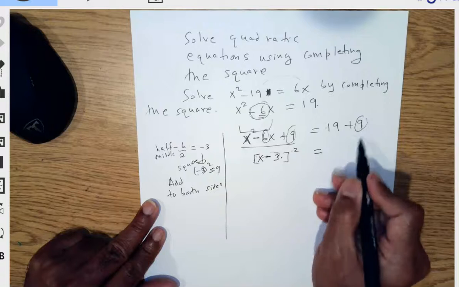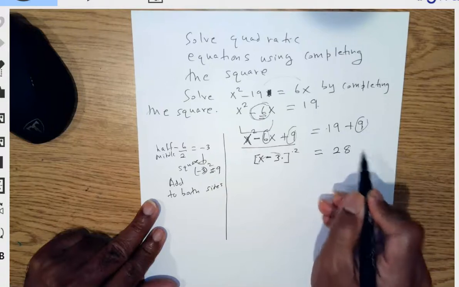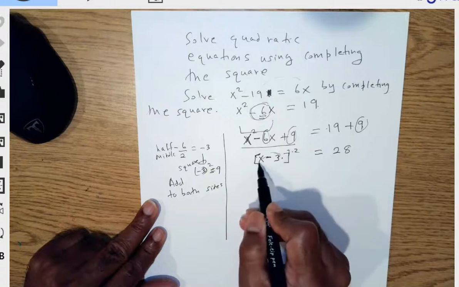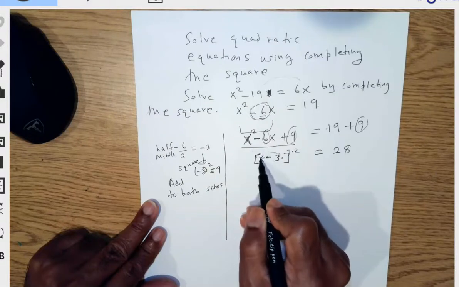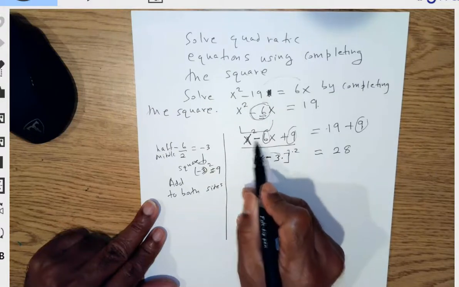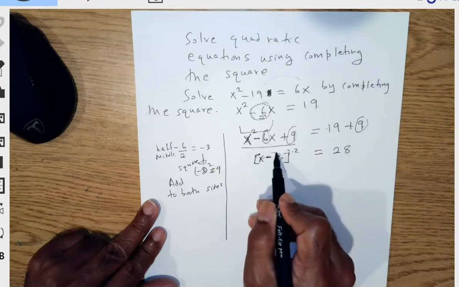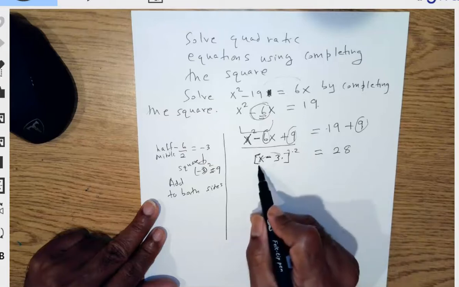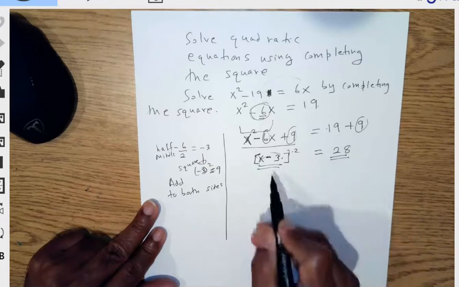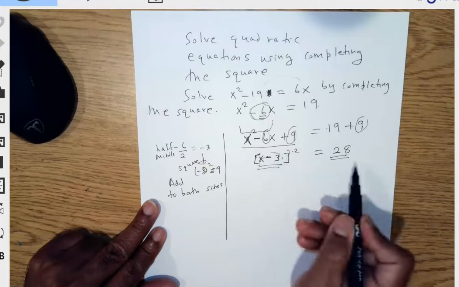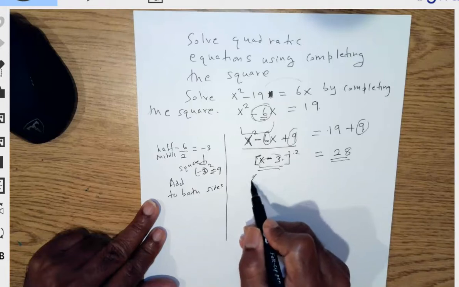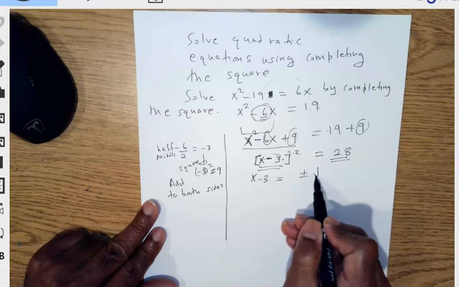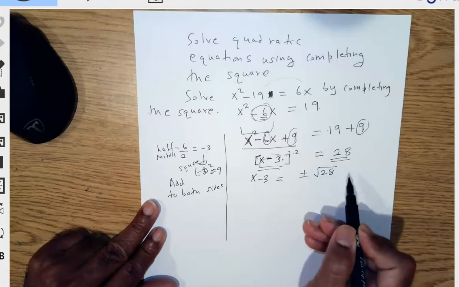Okay, and then we have 19 plus 9 is 28. All right, so once again, when you create the square, you put a bracket, and the first item of the bracket is the first thing here. The sign is the sign. The second item is half of the x term. So now we really have a situation where you can use the square root rule. If x minus 3 to the quantity squared is 28, then we can say x minus 3 is equal to plus or minus square root 28, right?